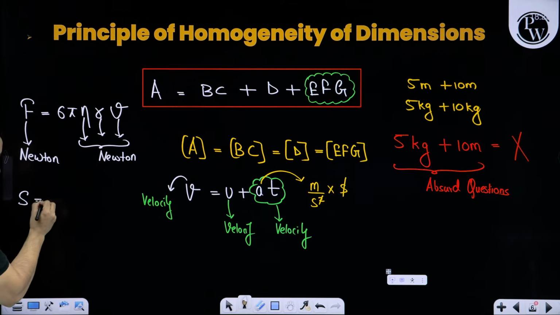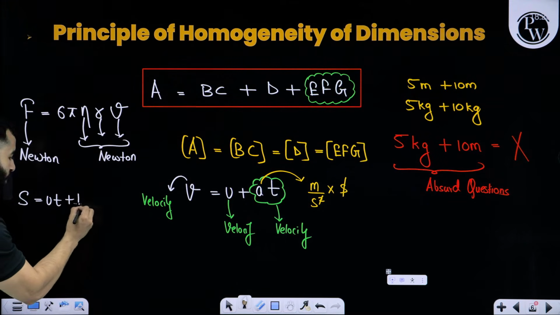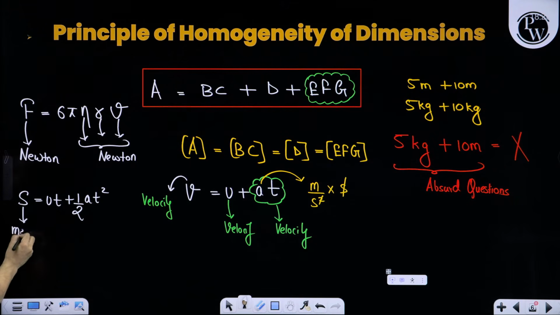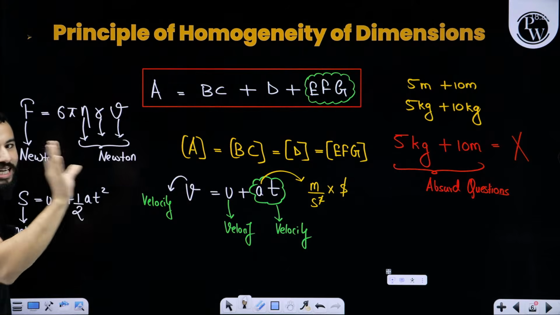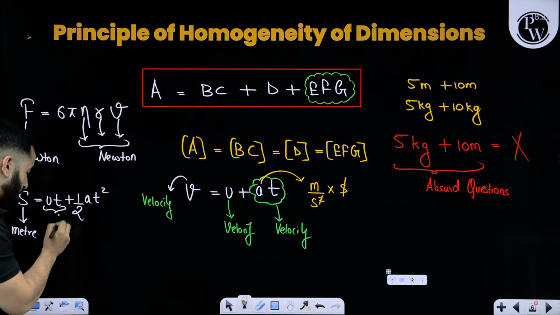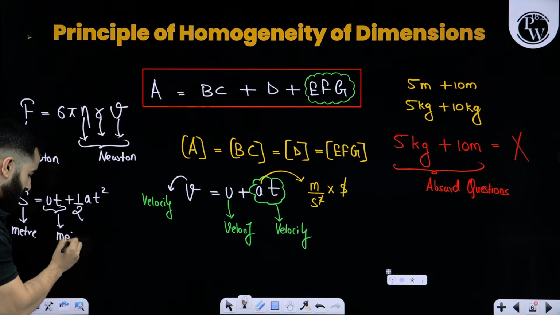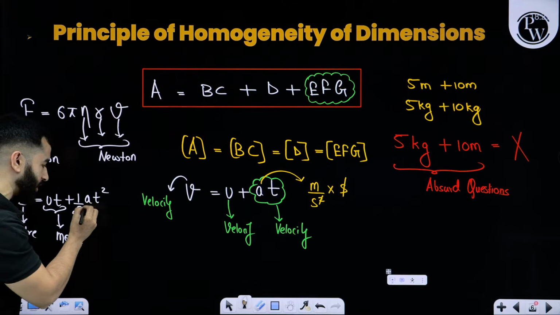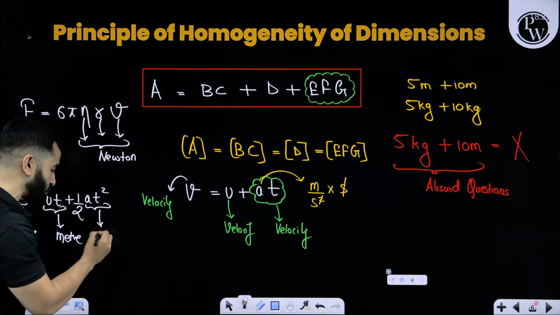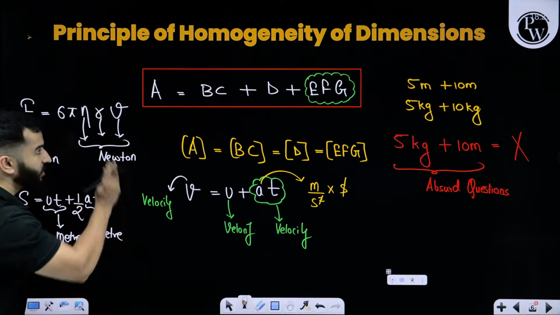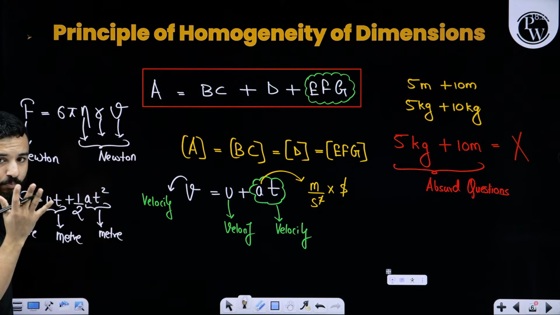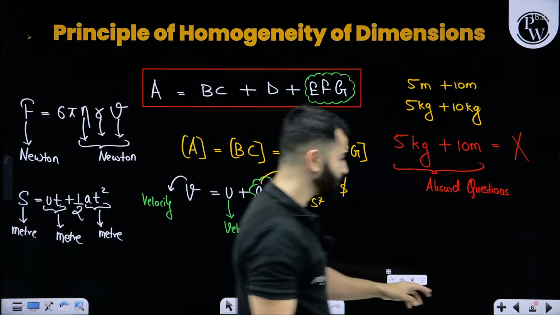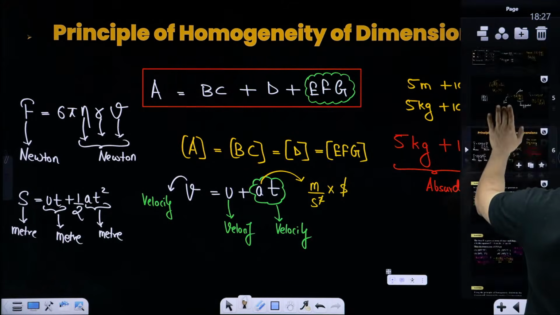Or S equals ut plus half at square. This is meters. I know it is displacement, but I am looking at it as meter. So ut will also be meter, and half doesn't have any unit. It is a positive constant. At square will also be meter, nothing else. So this is your principle of homogeneity. So simple, right? Very, very simple. Got it? Pretty easy.